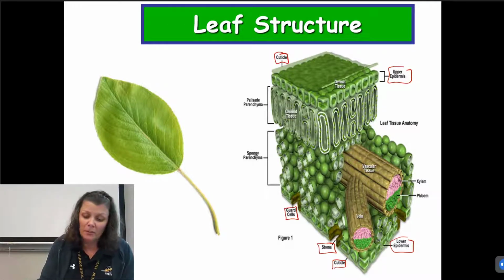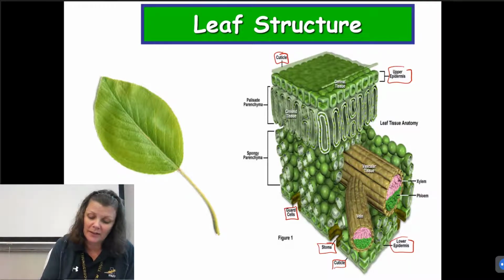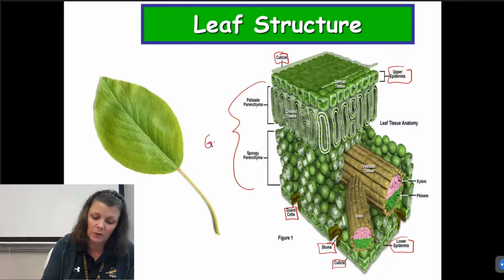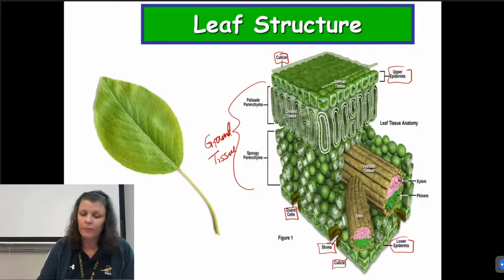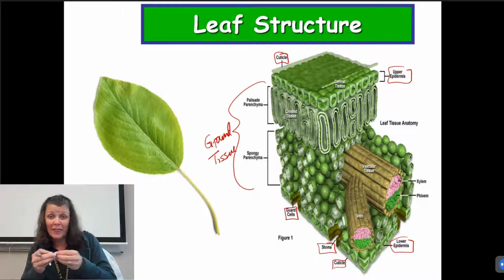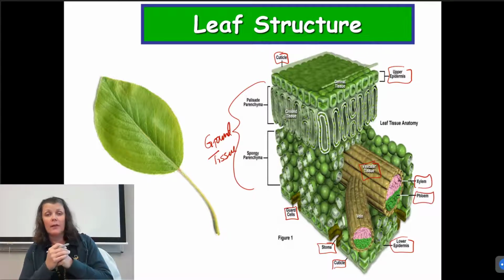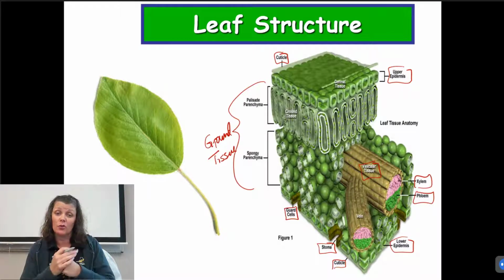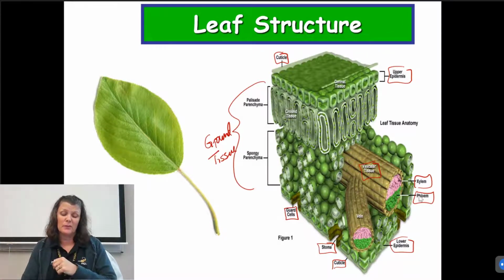What they call the palisade and the spongy parenchyma, well, that's the ground tissue, right? That's the ground tissue. And then within the ground tissue, you're going to have your vascular tissue with your xylem and your phloem. So it's just another picture of the same thing. Looks better in color, that's for sure.